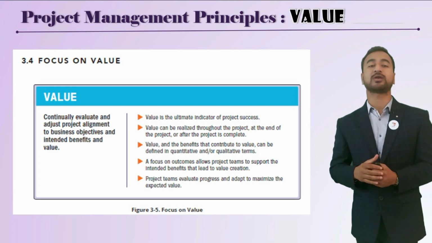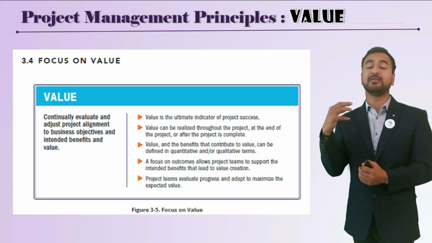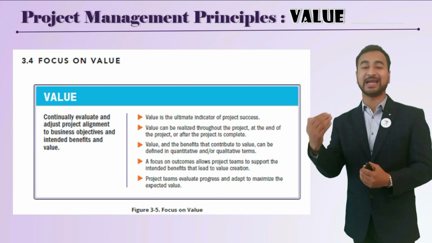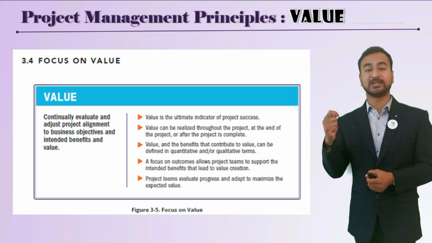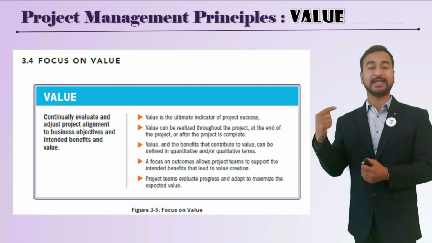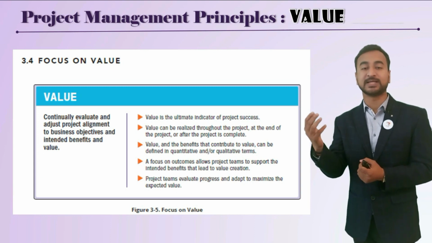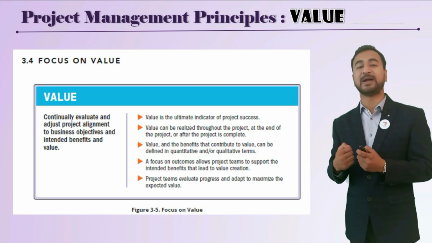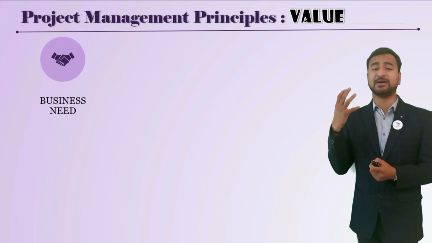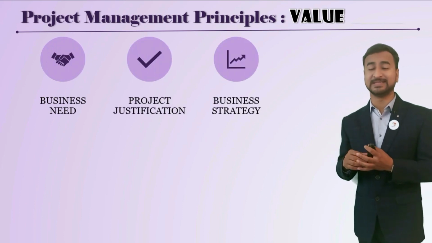So you should not focus on matching the iron triangle, but you should focus on creating and delivering the value, and that is the reason this particular principle says it should be continually evaluated and adjust the project alignment to the business objective and intended benefits for delivering the value. And how this benefit value can be achieved, we can check over here, like a business need to start a particular project, justification, and the business strategy.